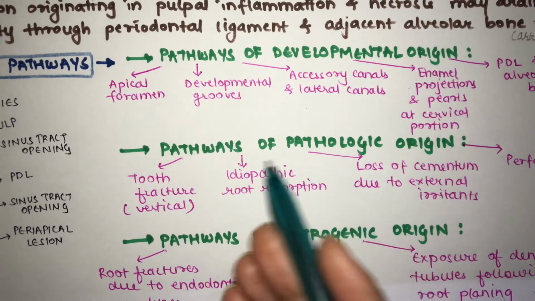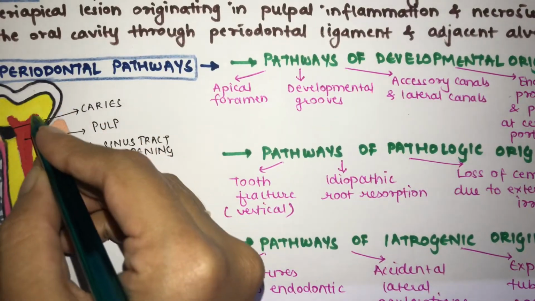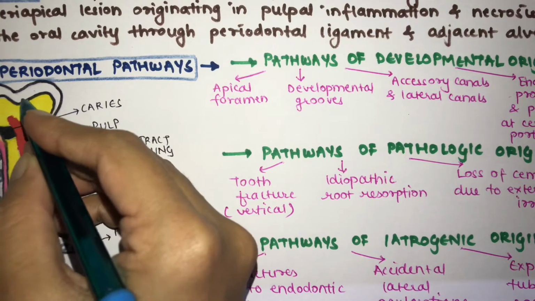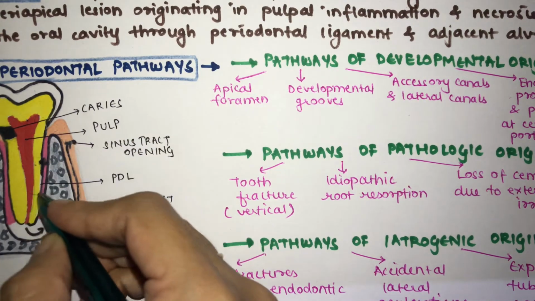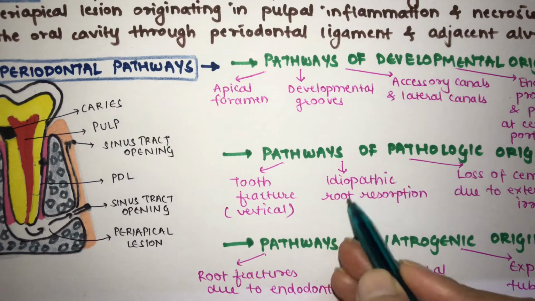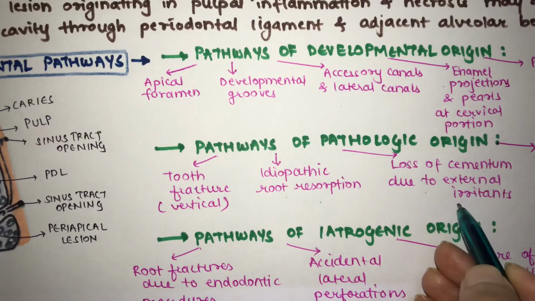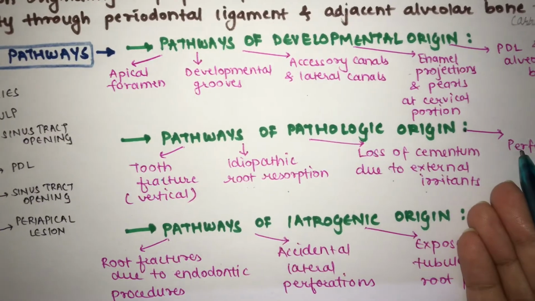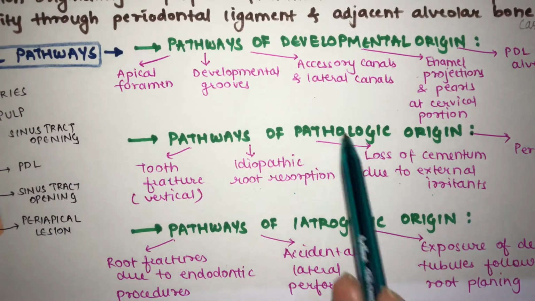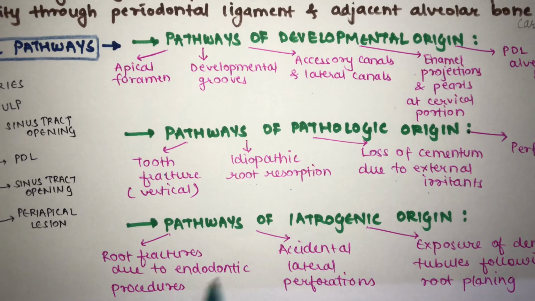Now the pathological origin can be tooth fracture. For example, if your tooth is fractured, there is pulpal involvement, and this can also lead to involvement of the periodontal structure. So tooth fracture, idiopathic root resorption, loss of cementum due to external irritants, and any perforations that are present become a pathological origin. And the iatrogenic can be root fractures due to endodontic procedures.